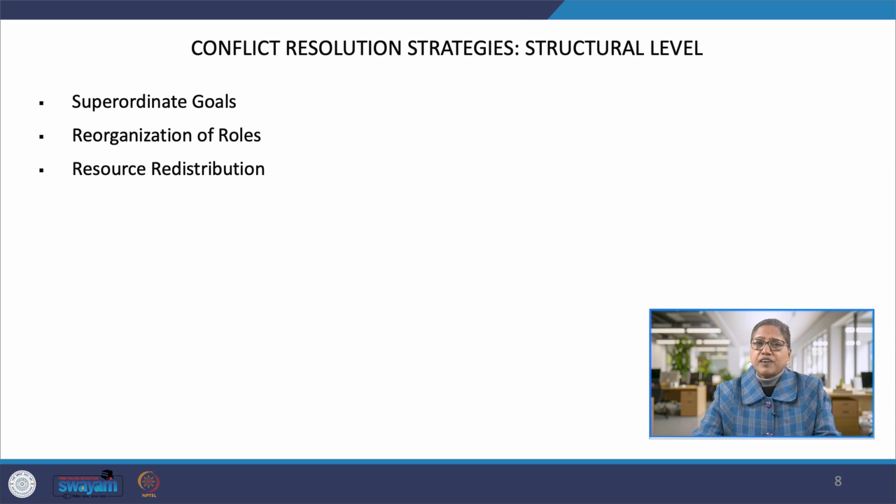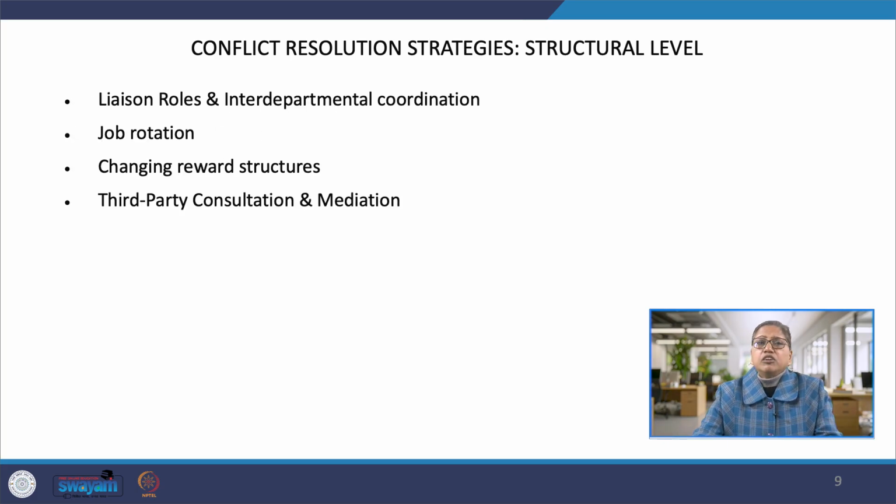Resource redistribution is addressing conflicts over scarce resources like budget or finance, personnel or the talent working in the organization, and equipment or machinery. By expanding resources or changing the allocation mechanism, the conflict can be reduced. Liaison roles and interdepartmental coordination means creating dedicated roles or dedicated teams to act as a bridge between conflicting departments in order to facilitate better communication and coordination between the departments and groups working in the organization.